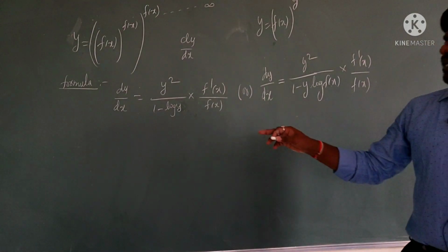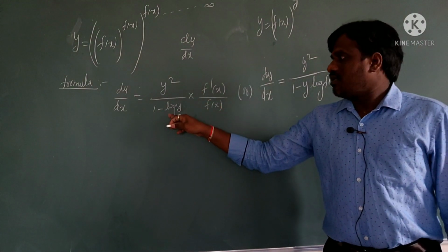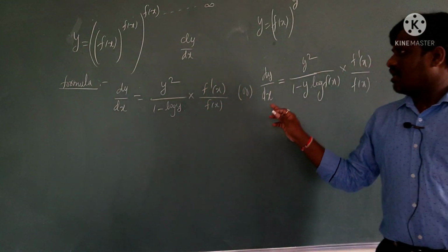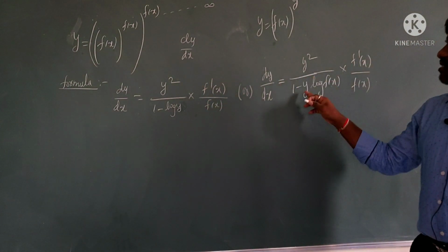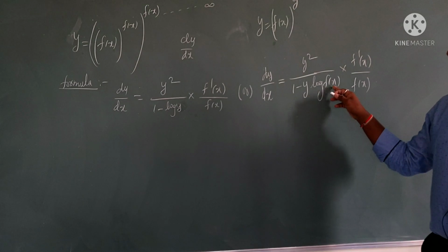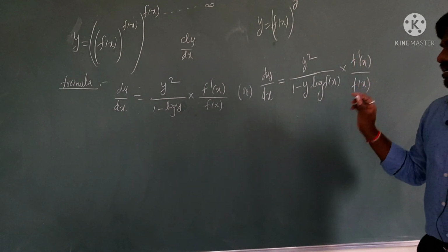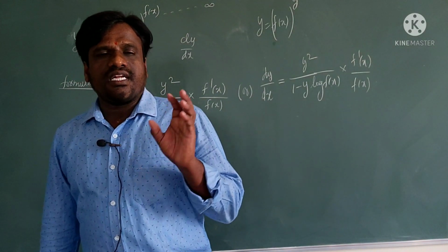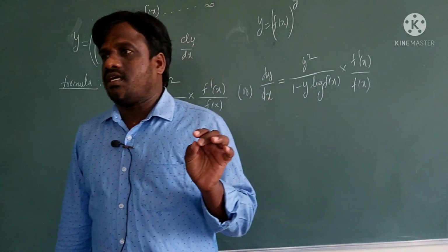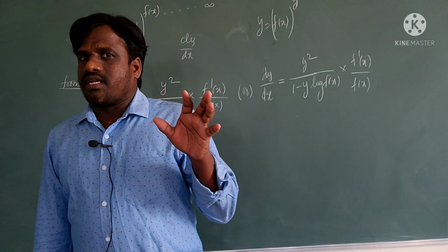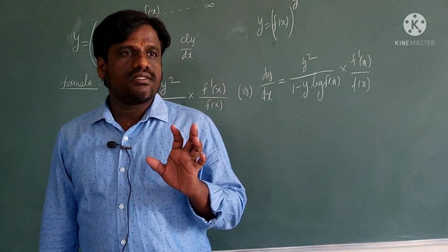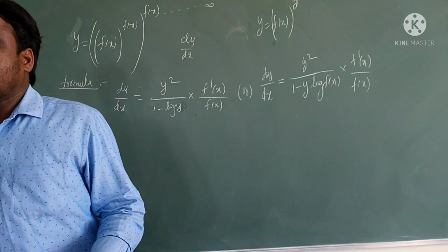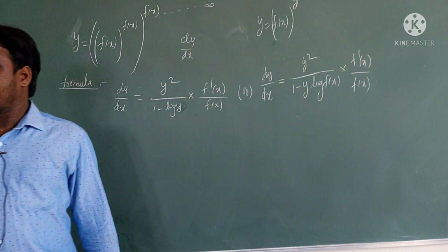Okay, so dy by dx is equal to y square upon 1 minus log y into f dash of x upon f of x, or dy by dx is equal to y square upon 1 minus y log f of x into f dash of x by f of x. Okay, this is the formula. See, every chapter, integration, differentiation, 3D, vectors, straight lines, many chapters have shortcuts. After finishing your syllabus, I'll start shortcuts for competitive exams.